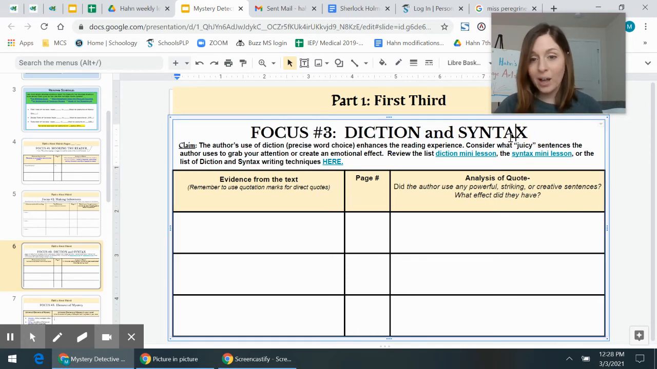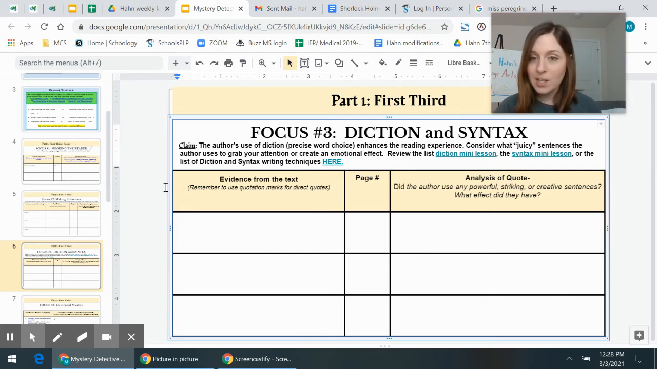Again, you're going to have a lesson, you're going to do your reading, and as you read, you're going to stop and add quotes. Don't think of this as separate from your reading. As you read, you might go back and forth to your detective notebook and add evidence and explain how this enhances the story. What does this do? What type of diction is this? What type of syntax technique is this? And again, that'll all make sense after you have your syntax lesson.